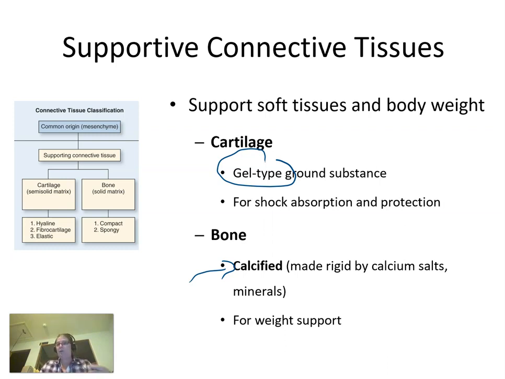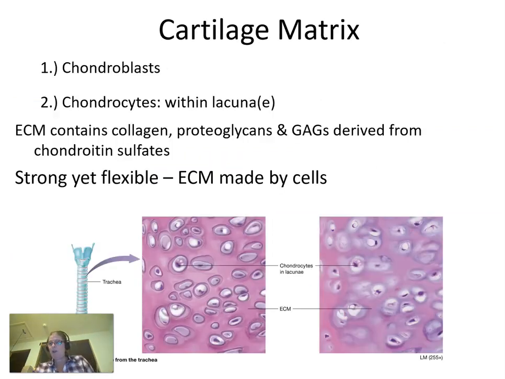Now, cartilage helps with shock absorption and protection, but bone does protect, right? We have our skull protecting our brain and our thorax protecting our heart. So it does protect, but it's also much stronger for weight support. So we're going to look at cartilage first. And when we look at cartilage, again, it's going to have a matrix made by the cells.